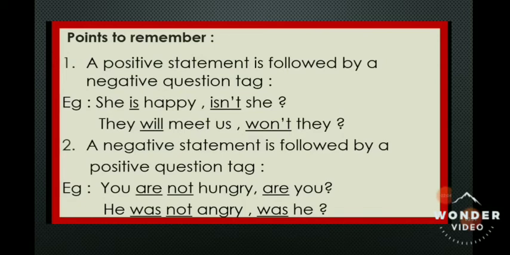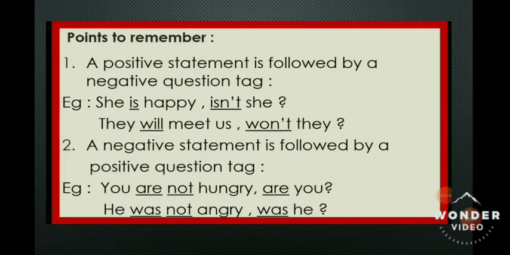Now let us see the examples. She is happy. This is a positive sentence. And is the verb. In my yes or no session, I have already taught you what the primary verbs and the modal auxiliary verbs are. So here in this sentence, is is the verb which is positive. So I am adding a negative question tag: isn't she? They will meet us. Again, this sentence is positive. So the question tag will be negative: won't they?